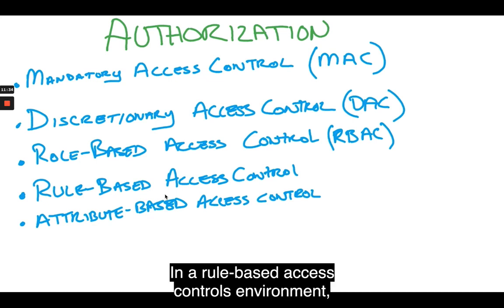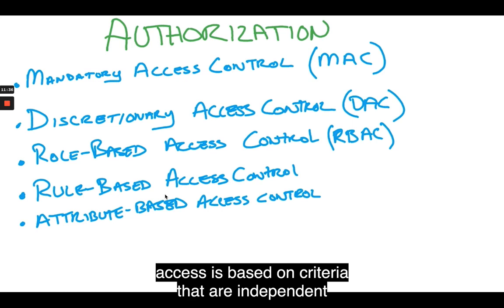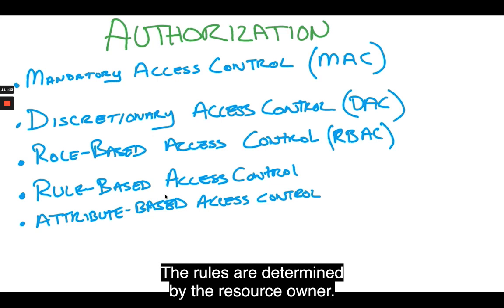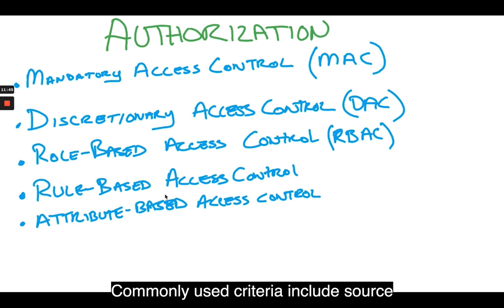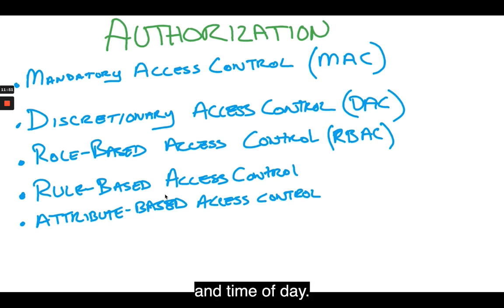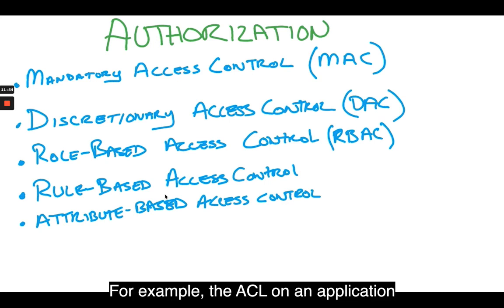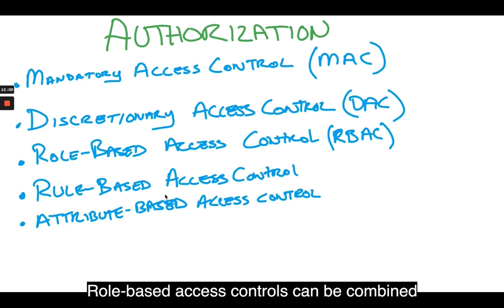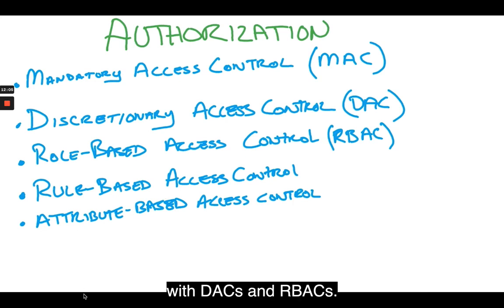In a rule-based access controls environment, access is based on criteria that are independent of the user or group account. The rules are determined by the resource owner. Commonly used criteria include source or destination address, geographic location, and time of day. For example, the ACL on an application requires that it be accessed from a specific workstation. Rule-based access controls can be combined with DACs and RBACs.